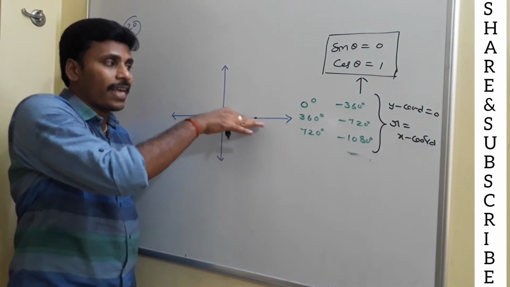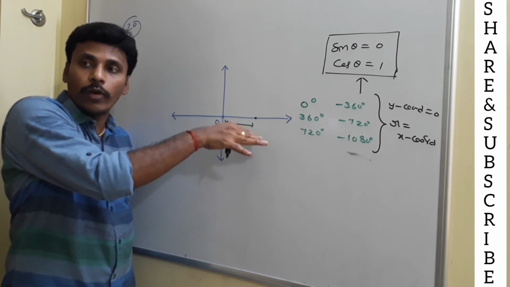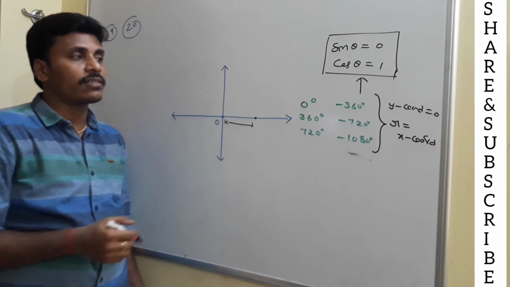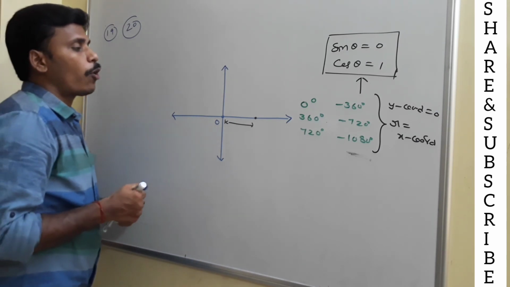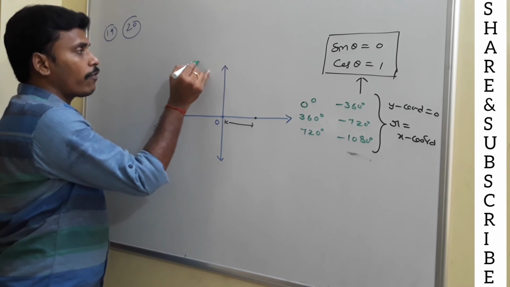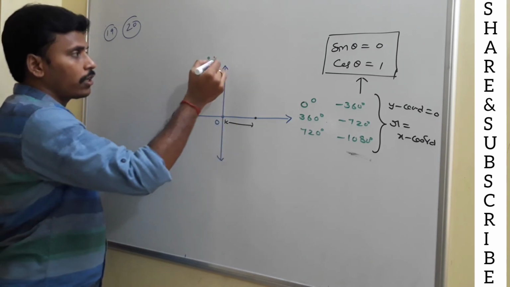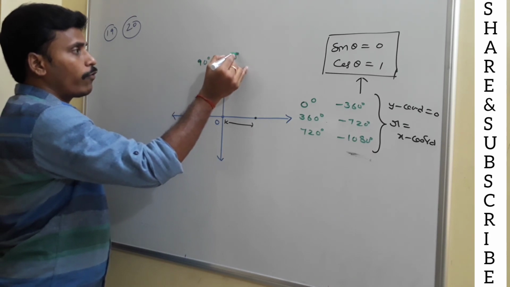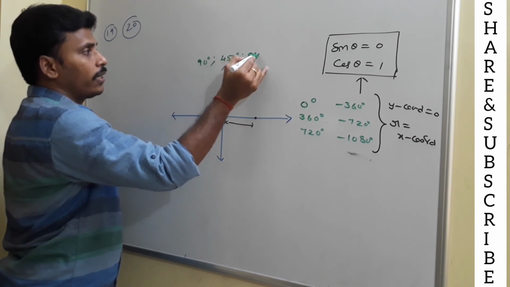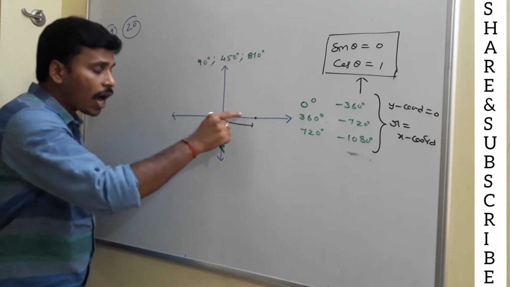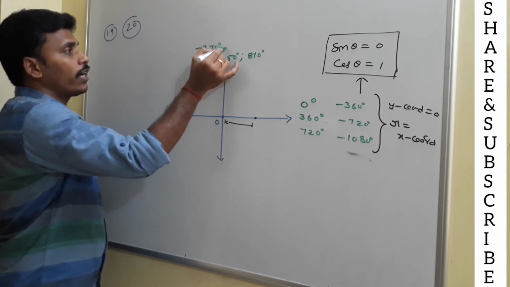For the positive x-axis, if your terminal ray corresponds to the positive x-axis, every time you will get that sine theta is 0 and cos theta is 1. And you just look at the positive y-axis, and this is the terminal ray for the angle 90 degrees. If you move one more rotation, 360 plus 90, 540 degrees. And if you move one more rotation, 720 plus 90, 810 degrees. Or if you move in the negative direction, similarly it is an angle of 270 degrees.